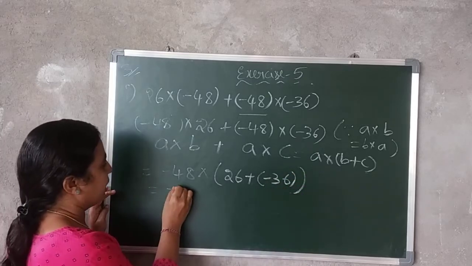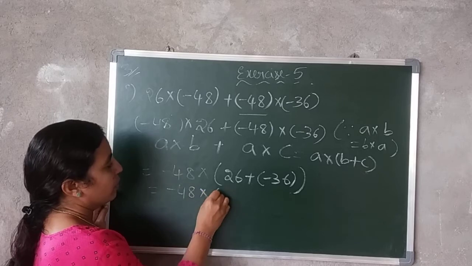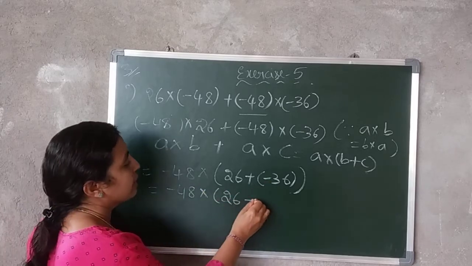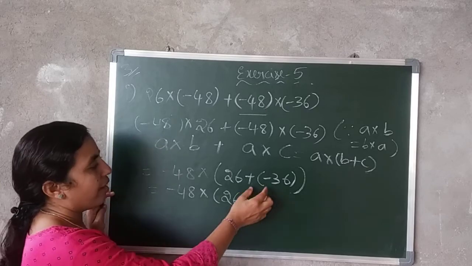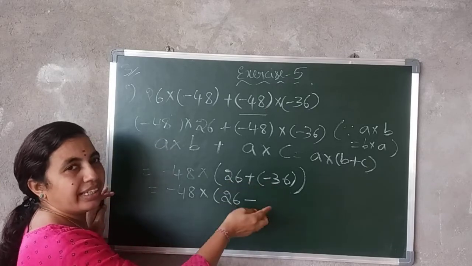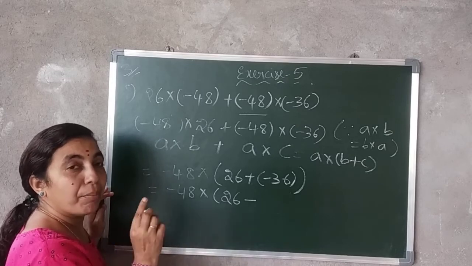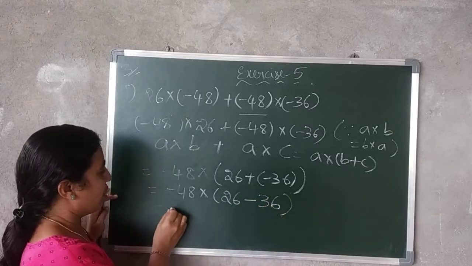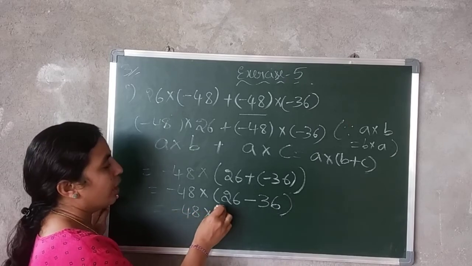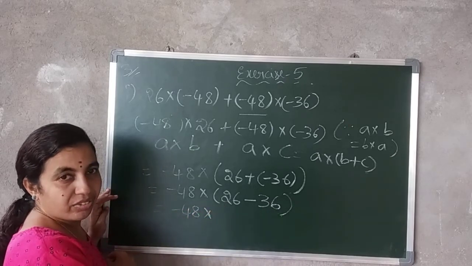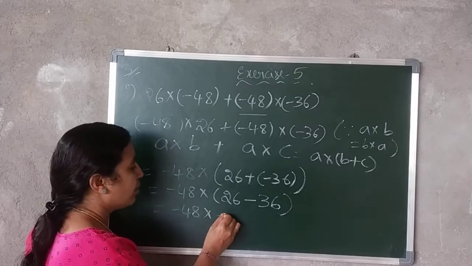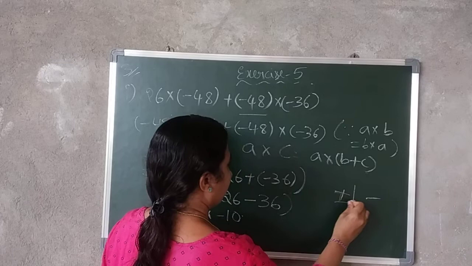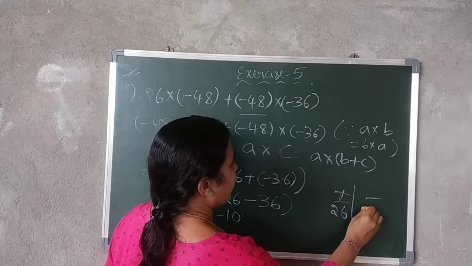Now minus 48 into 26 plus minus 36. When you have two different signs on either side of the bracket, what will you get? Minus. Now minus 48 into 26 minus 36. 26 minus 36 is nothing but minus 10. Why? Because plus 26, minus 36.